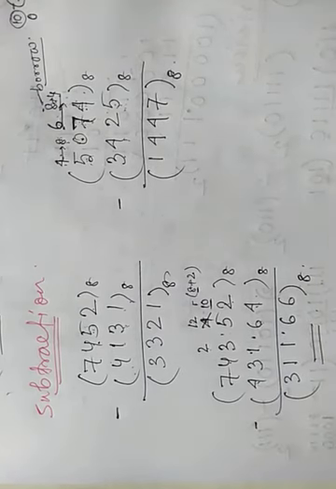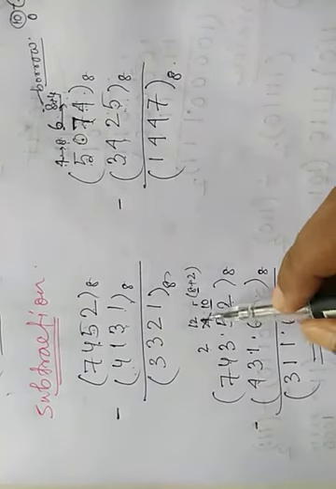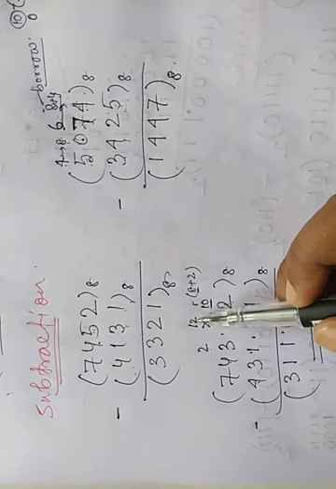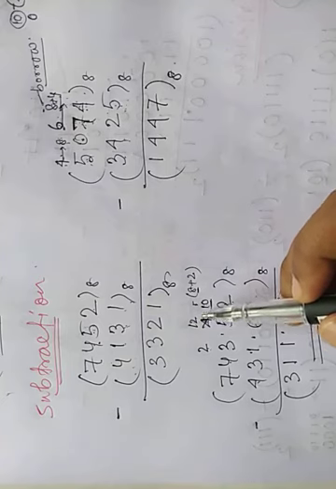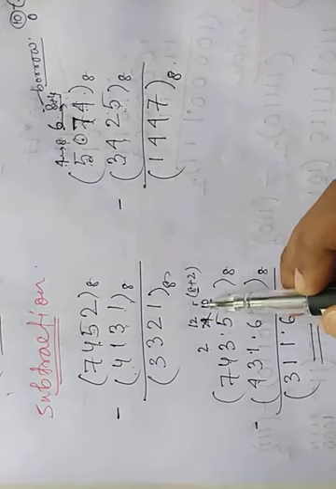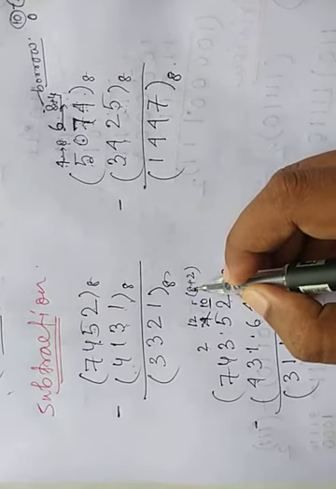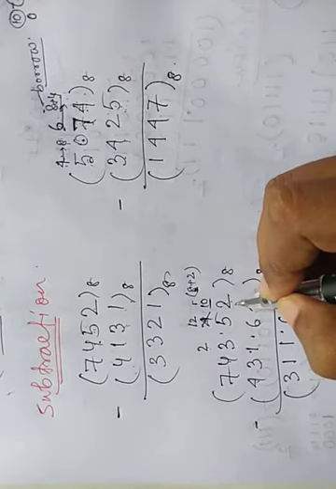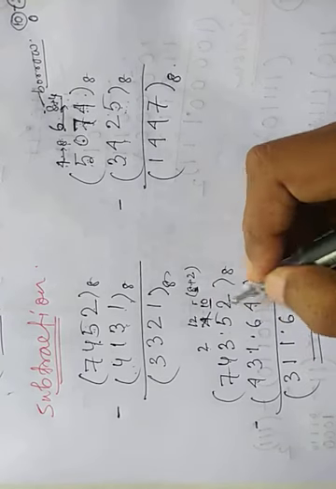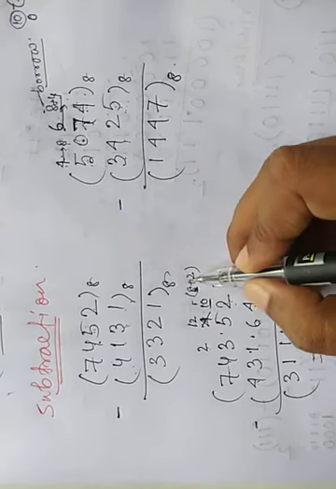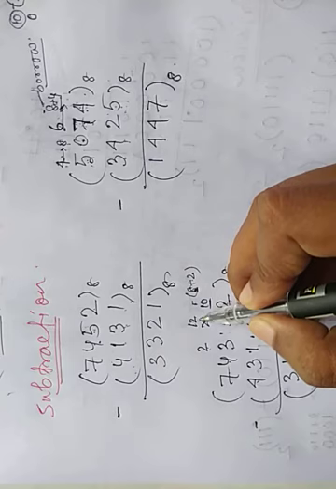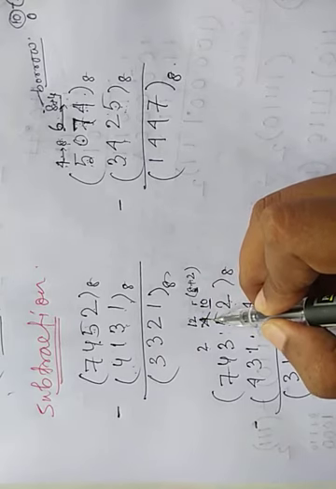Clear? Always remember that if we have to borrow from the previous value, we have to borrow 8, add it to the digit of that place, and then subtract, and from where we borrowed we subtract 1. Clear?